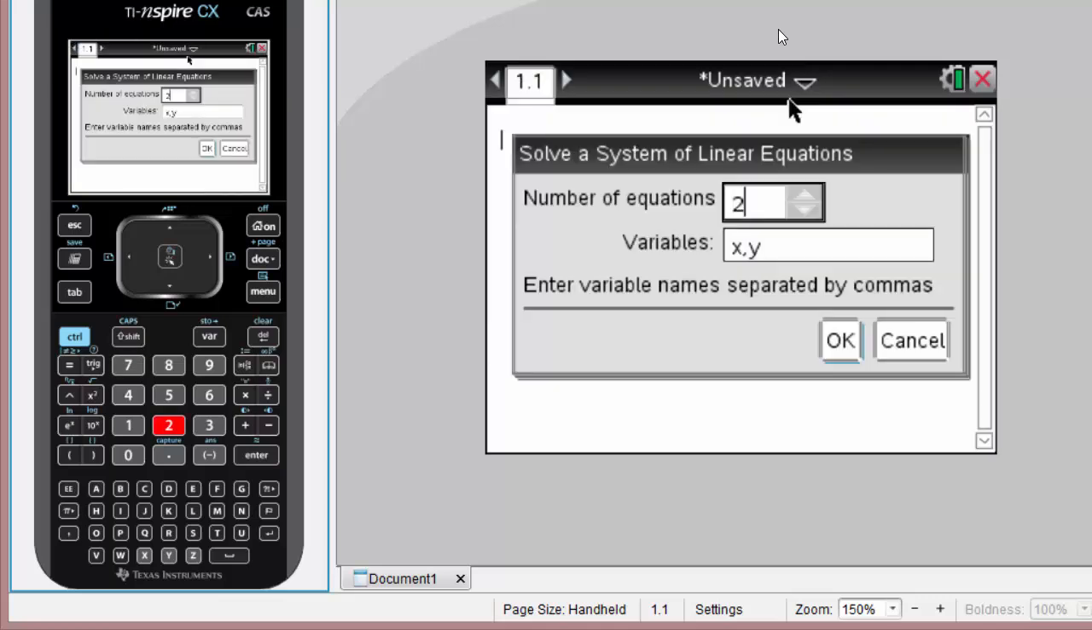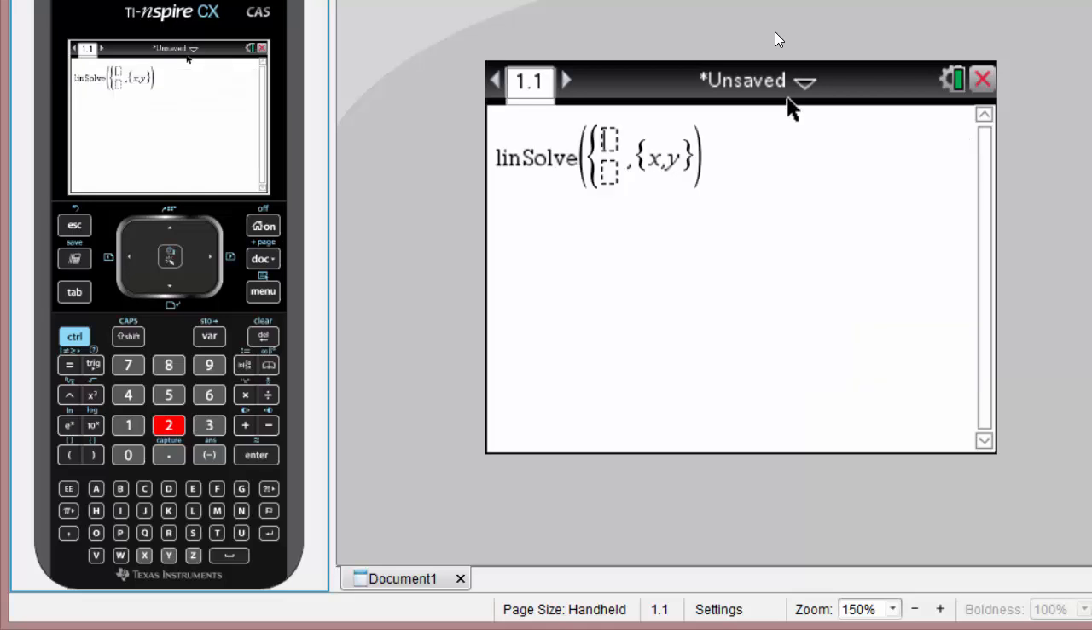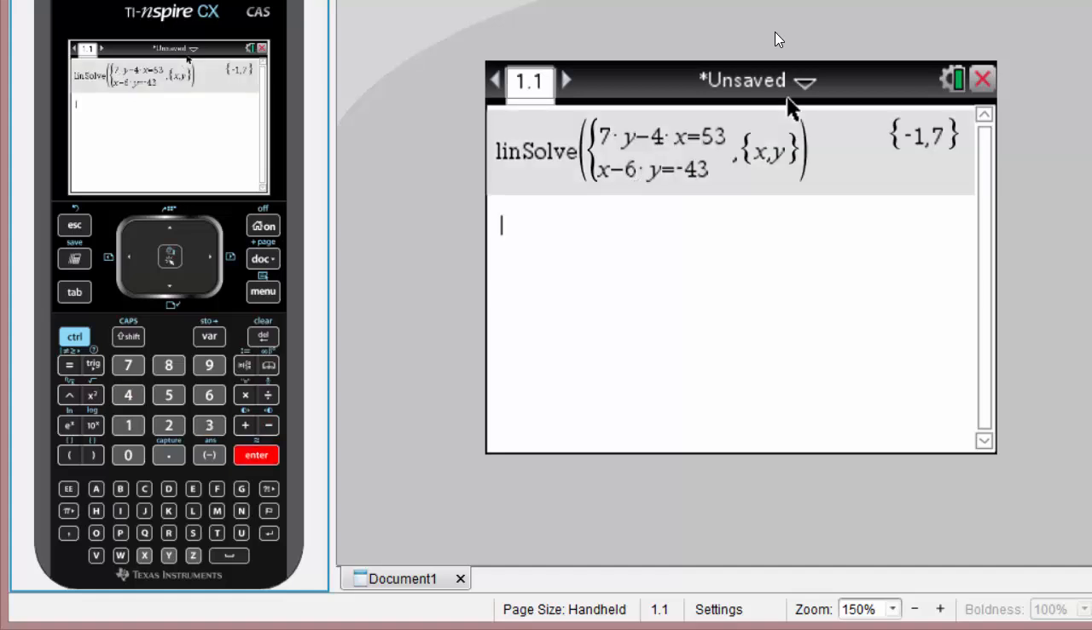We have 2 equations to solve for. The variables we're using are x and y, so we'll say OK. And notice how the NSPIRE gives you room for both equations, so let's put them in. 7y minus 4x equals 53. And x minus 6y equals negative 43. And there's the same solution.